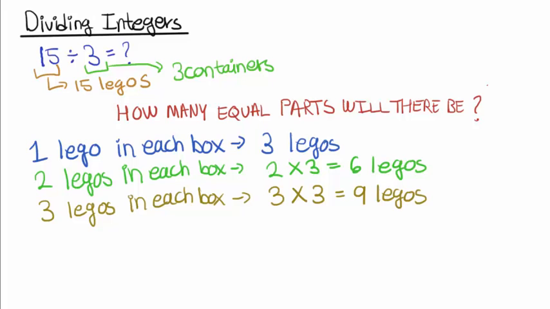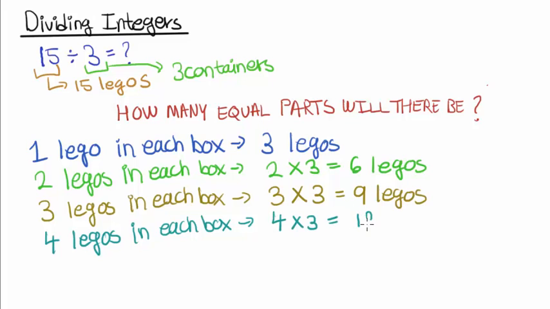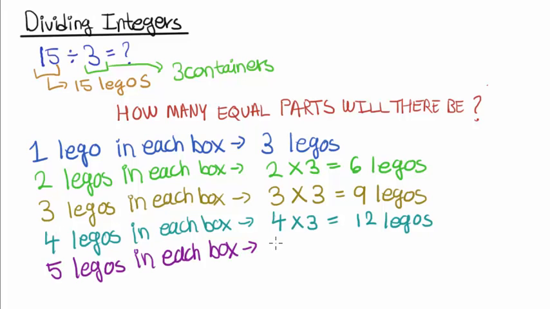So let's try 4. So if I put 4 Legos in each box, I think you get the next step, which will be 4 times 3. I end up with 12 Legos. And since 12 is not the same as 15, my answer is still not correct. So let's say I have 5 Legos in each container. In this case, I have 5 times 3, which gives me 15 Legos. And since 15 is exactly equal to 15, I found my answer. So basically, I need to put 5 Legos in each of the 3 containers in order to give me my correct answer of what 15 divided by 3 is.